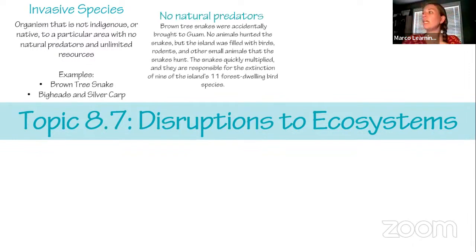Okay. So first thing, like the brown tree snake. I'm going to be honest, I just went on Google and searched invasive species just to get you some different examples. So the brown tree snake, they accidentally brought it to Guam. There was no animal that hunted any of these snakes. So these snakes then started eating a bunch of birds and rodents and other small animals that before weren't being consumed as excessively. And so it caused there to be an extinction of 9 different organisms in Guam. So invasive species are bad.